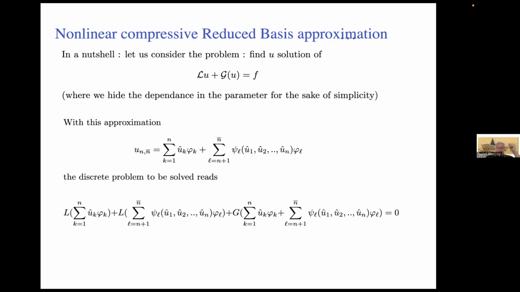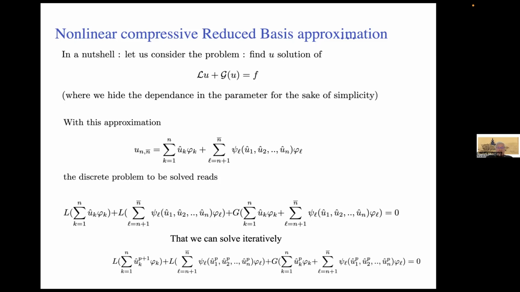Okay. So the idea is to plug this expression into a discretization scheme a la Galerkin, Petrov-Galerkin, whatever, for the equation L curly U plus G curly U equal to F, using the approximation U n n bar, which is the sum with the degrees of freedom and the other part, which is expressed in terms of the degrees of freedom, into the equation that will be written like L applied to U n n bar plus G applied to U n n bar equal to 0.